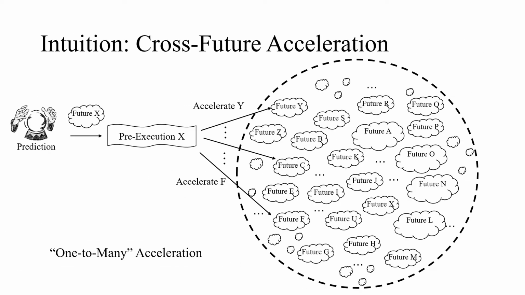Intuitively, we solve the many future challenge by finding a way to allow one or very few pre-executions to cover a large percentage of the possibility space of the futures. This essentially requires cross-future acceleration. It means that we try to leverage the pre-execution in one predicted future to accelerate the execution not only in that specific future, but also in other futures. In that sense, traditional speculative execution does only same future acceleration.